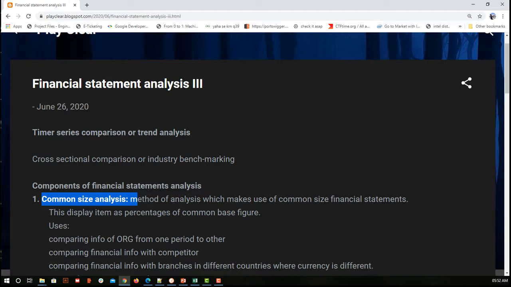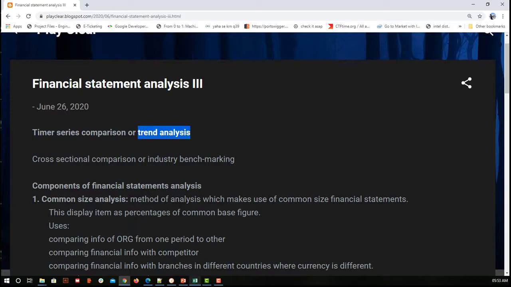So our focus will be on vertical analysis and horizontal analysis. Let's go in sequence. First we see what is time series comparison, or trend analysis. From the name, what we can understand is we are comparing a set of attributes based on its value in different time periods, and based on that we see the trend, whether it is increasing or decreasing.